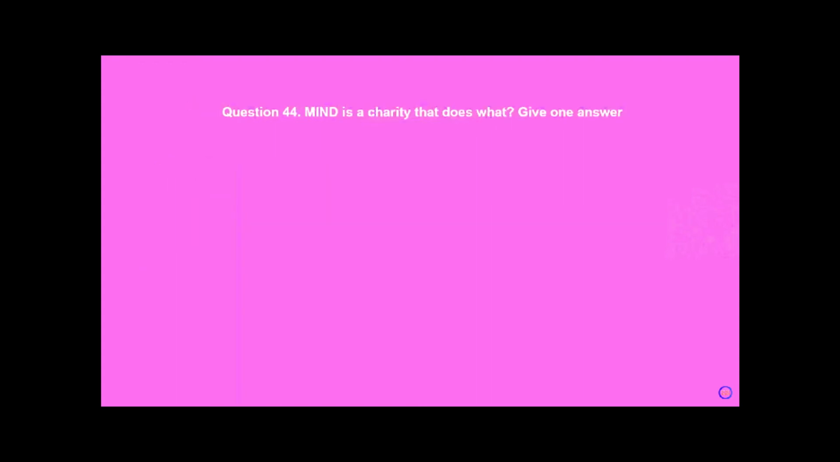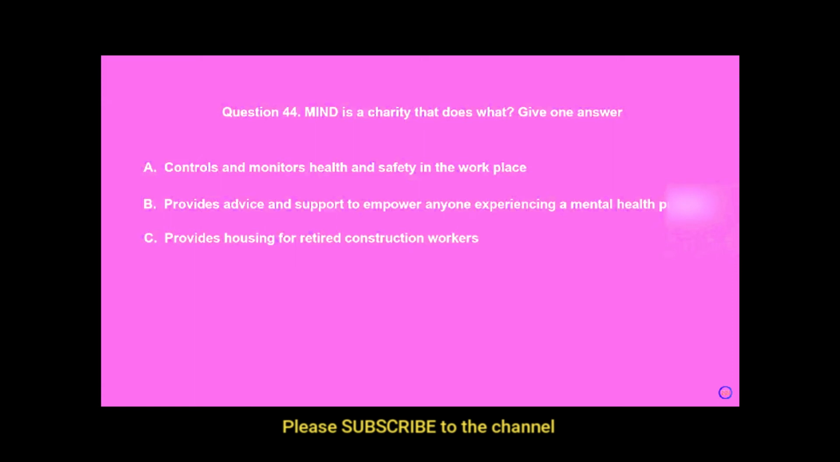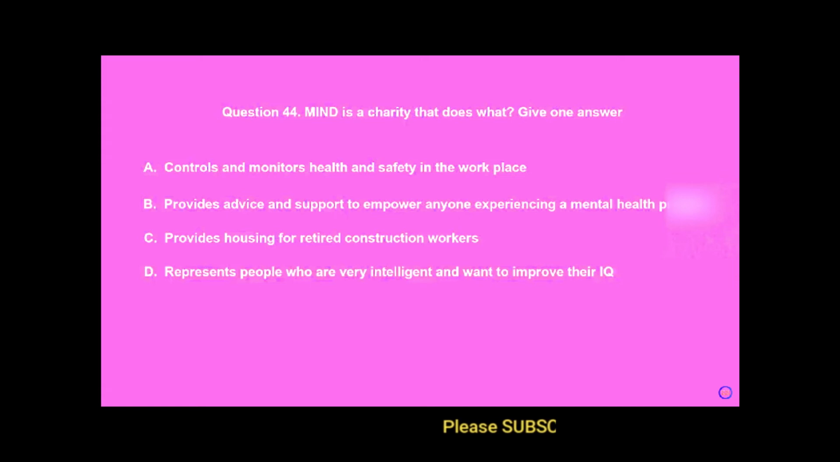Question 44. Mind is a charity that does what? Give one answer. A. Controls and monitors health and safety in the workplace. B. Provides advice and support to empower anyone experiencing a mental health problem. C. Provides housing for retired construction workers. D. Represents people who are very intelligent and want to improve their IQ. The correct answer is B. Provides advice and support to empower anyone experiencing a mental health problem.